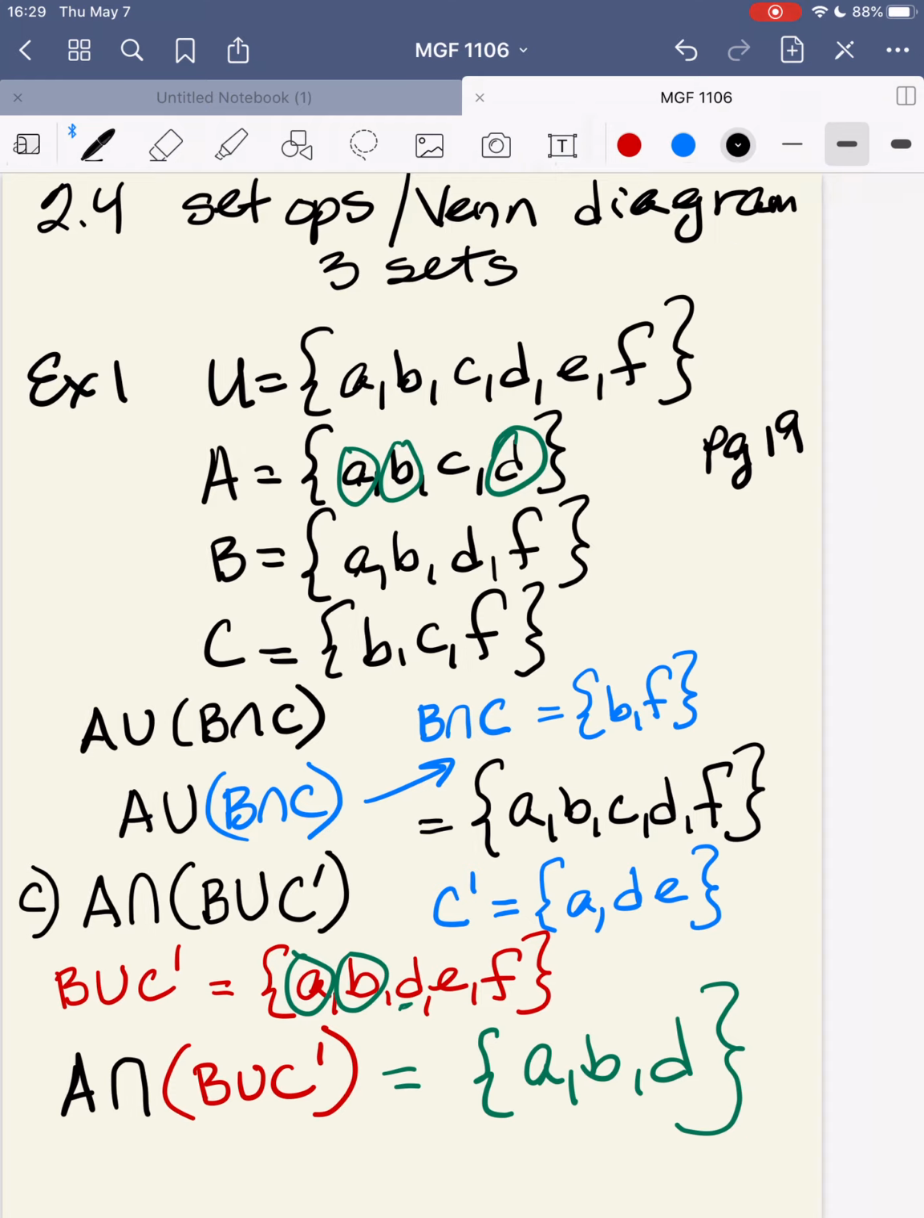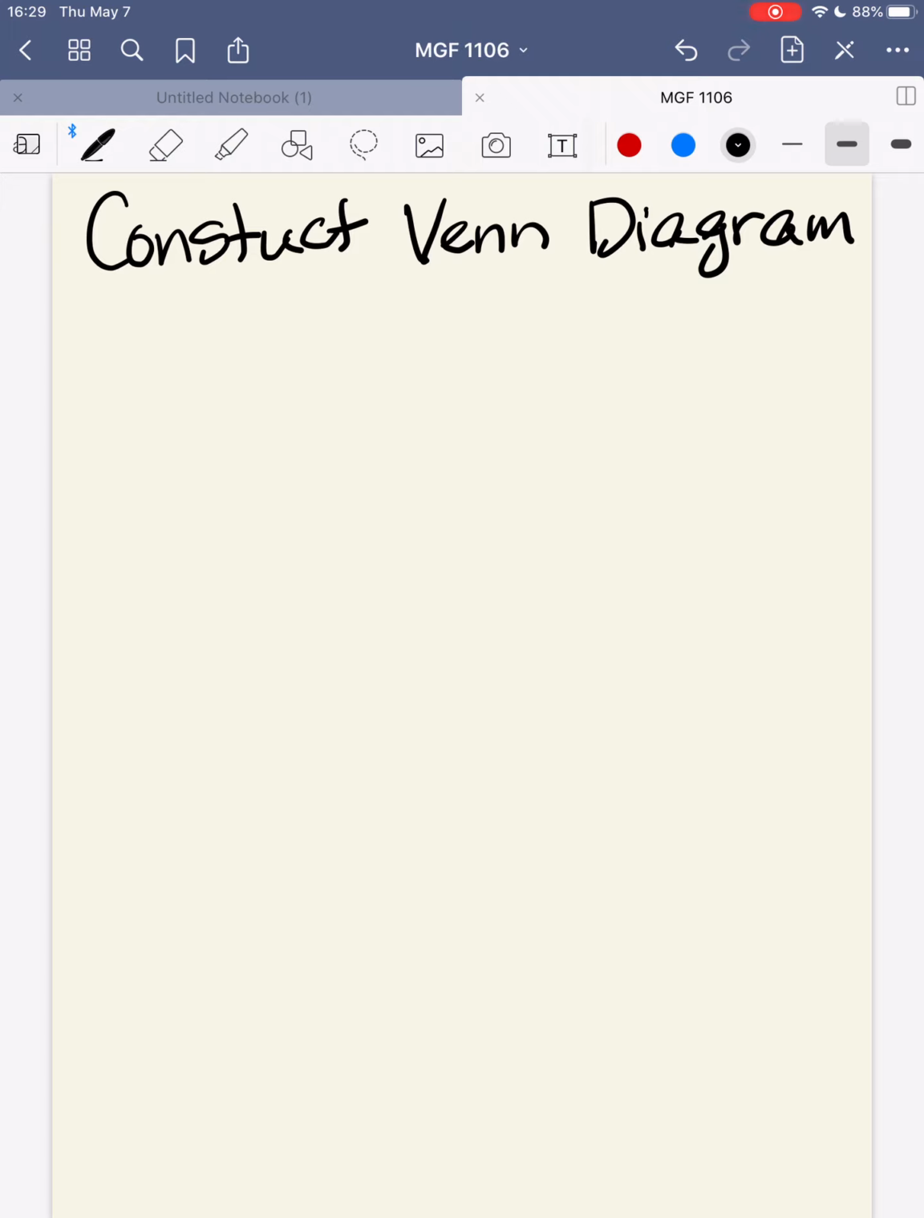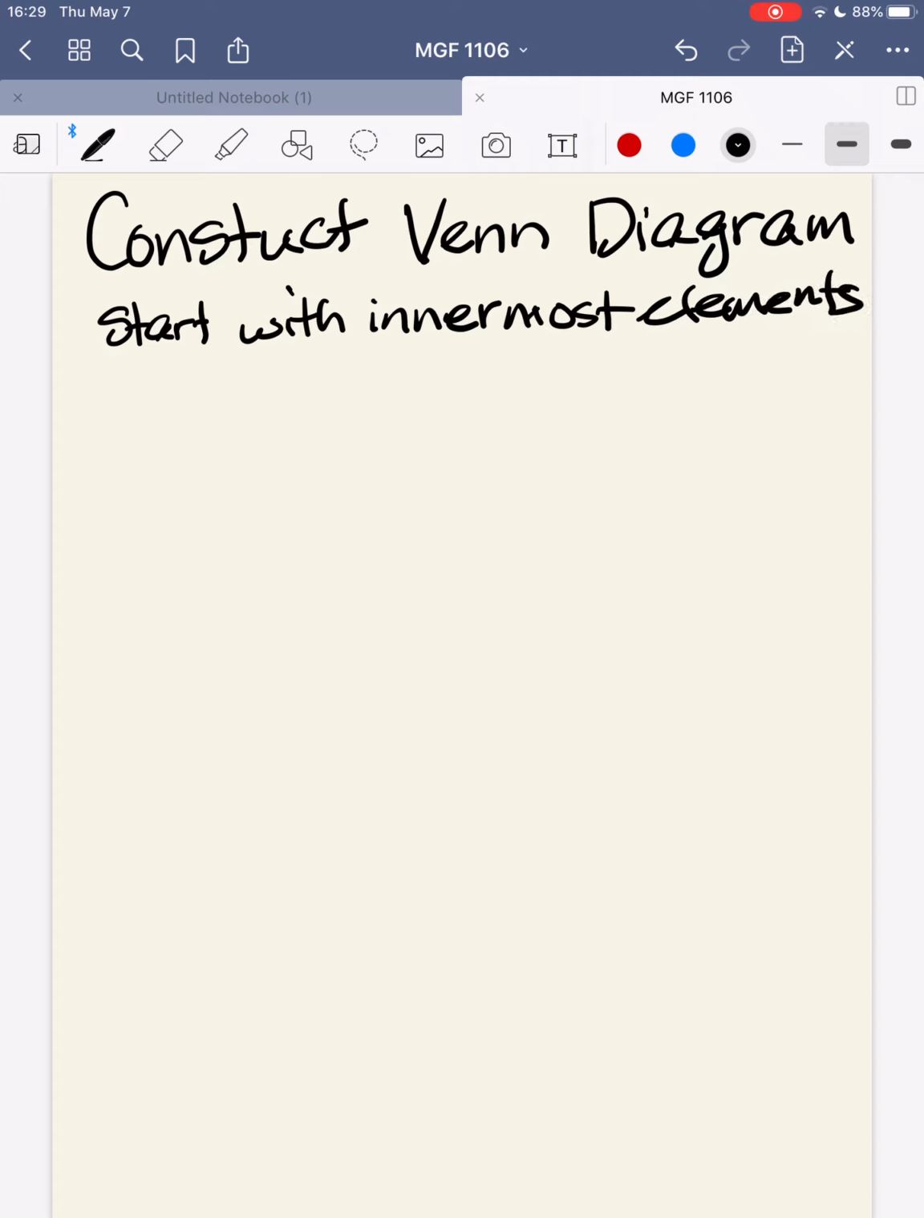Another thing I want to look at is we do have to construct our own Venn diagrams. And in order to do this with 3 sets, what we want to do is start with the innermost elements. And this is what this means. You could look at what it has out there and it might look confusing. We want to look at what's in all sets.